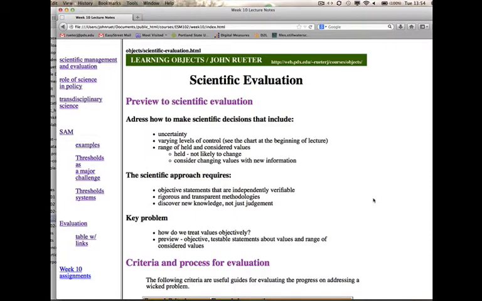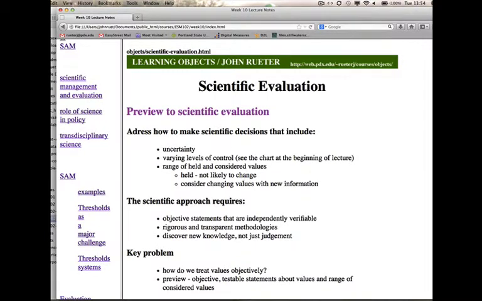So the scientific evaluation, we want to address how to make scientific decisions that include the uncertainty, the control, and the range of values. And the one way to put that right out in front is to look at these range of values as being, what are the values that people hold and aren't going to change, and what are the values that they might change if they were presented with certain information, and what information would they need. So right there we're talking about different types of values and the relationship of values to information. So that's a step forward.